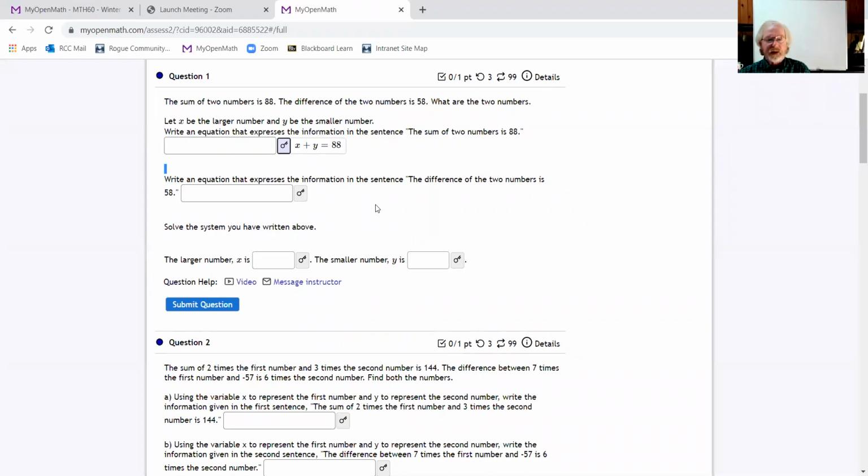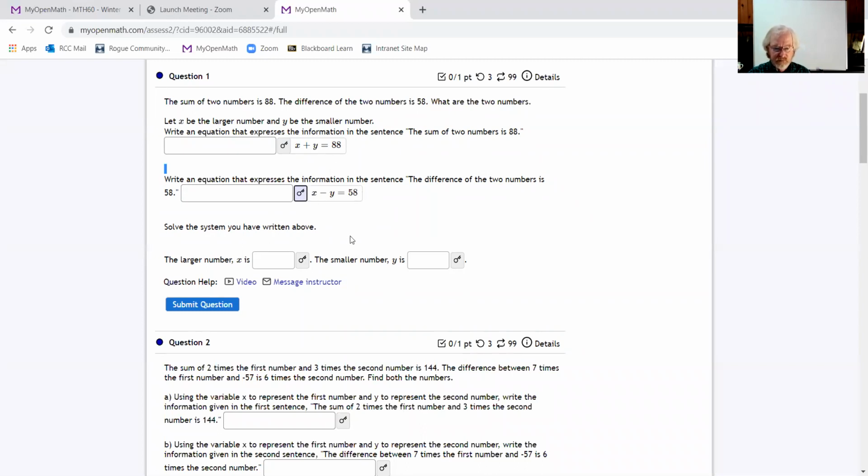But there we go. Did you come up with the equation for that second one? The difference, right? So there's the equation that you're supposed to try to come up with for that second condition, the second sentence. Those two together are your system.